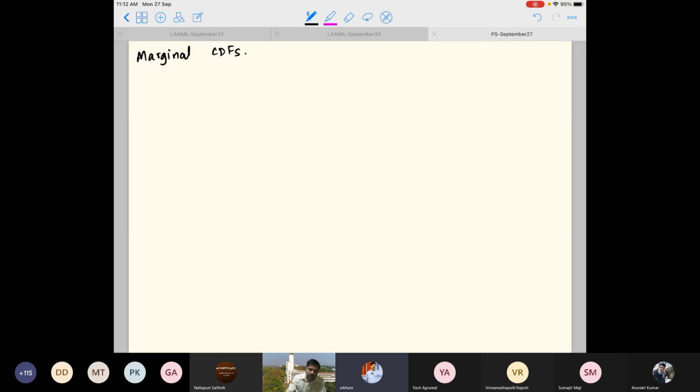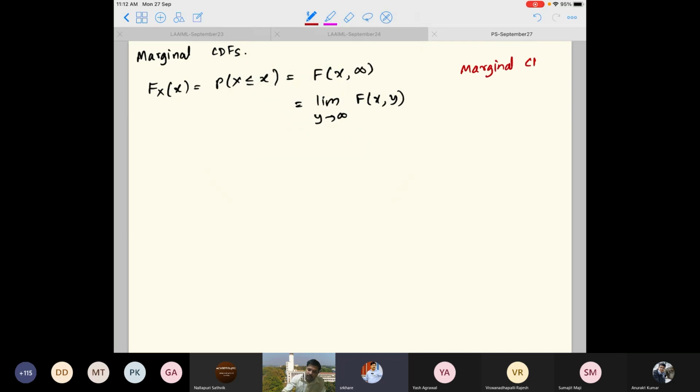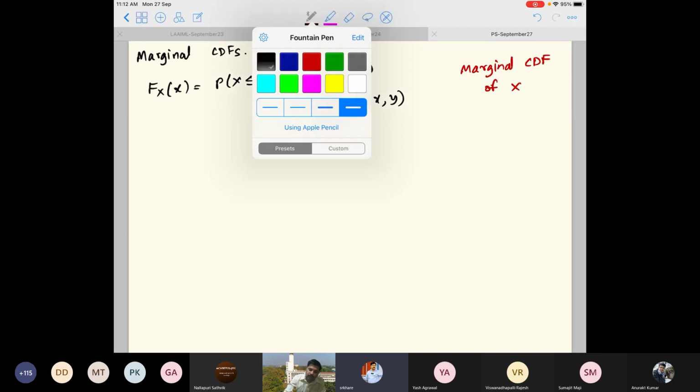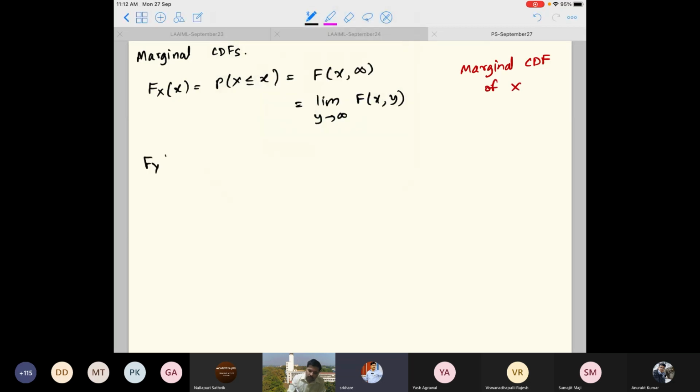Okay, and what this marginal CDF will be, capital F of x, is probability X less than or equal to x, which is the same as F of x and the y component being infinity, which should be the same as the limit y tending to infinity of F of x, y. So this particular one is basically the marginal CDF of random variable X, and similarly you can define the marginal of Y also.